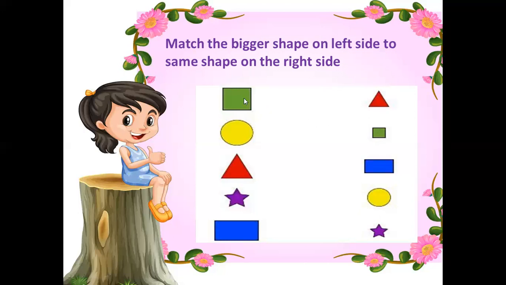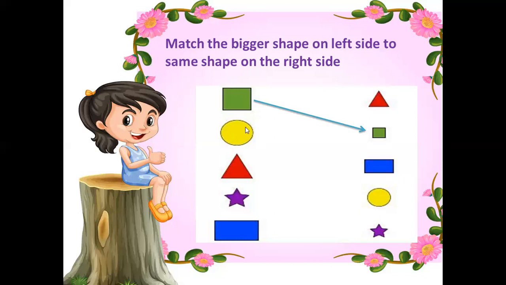Now look here, this and this one are the same, but this one is big and this one is small. So we are going to match the same shapes, but they are smaller, and then the left side they are big and the right side they are small. Okay, so match it. Understand? Well done. Well done. Understood now.